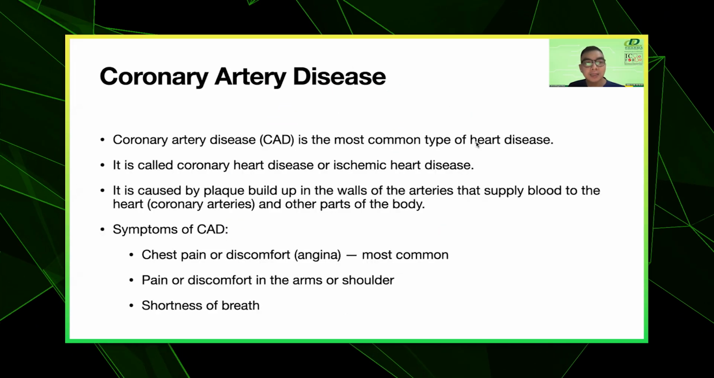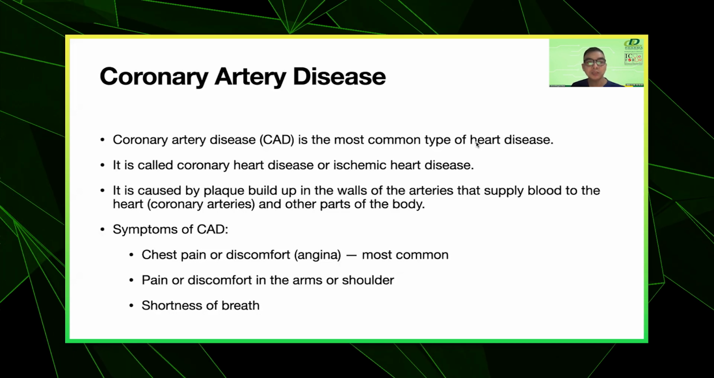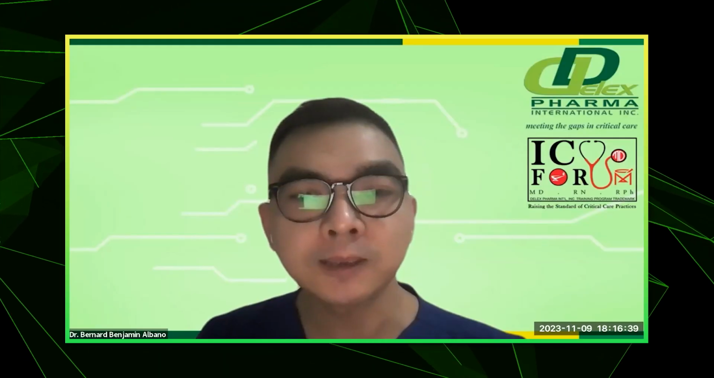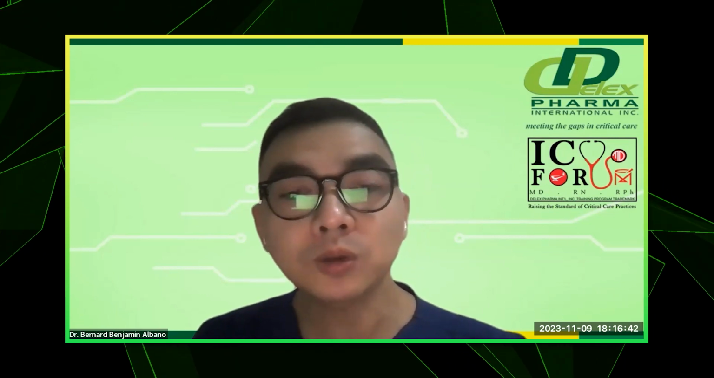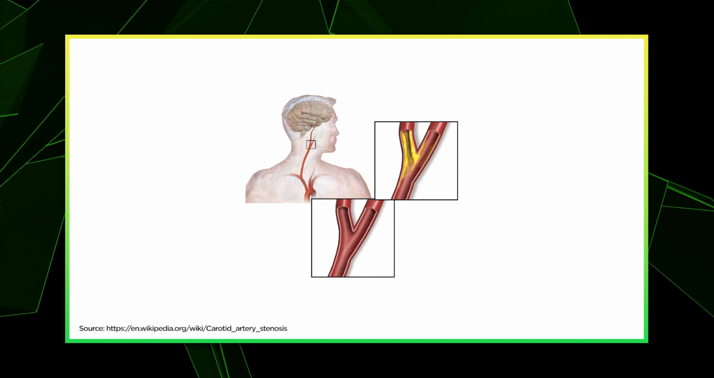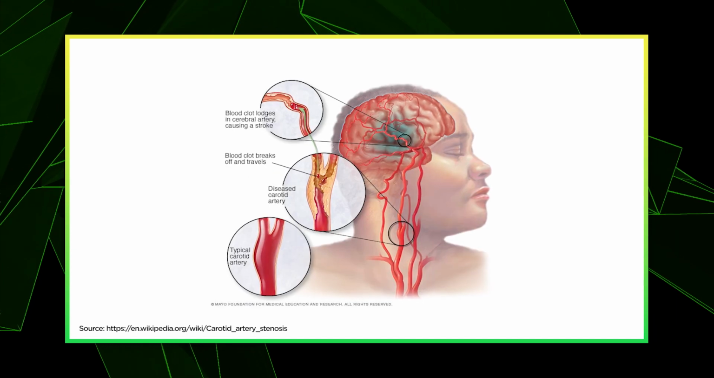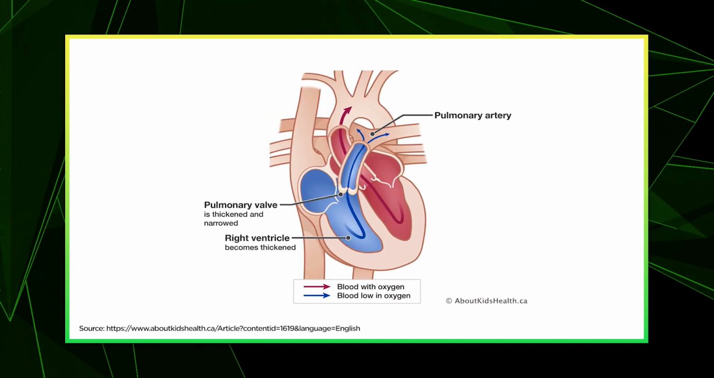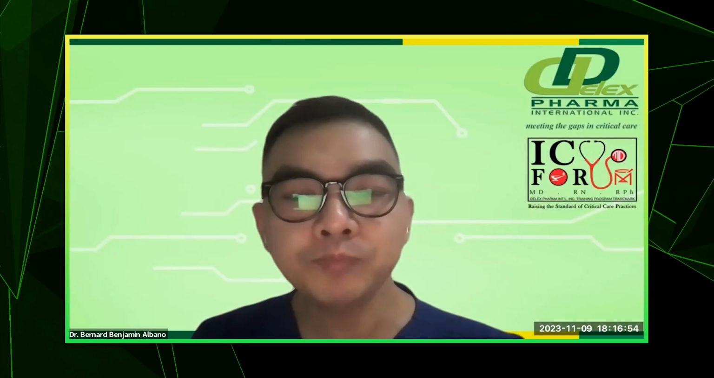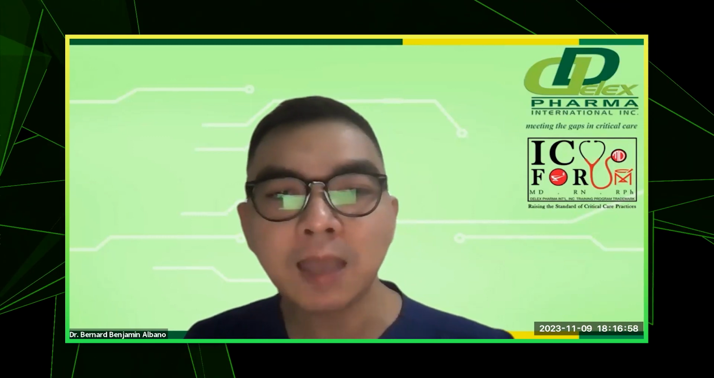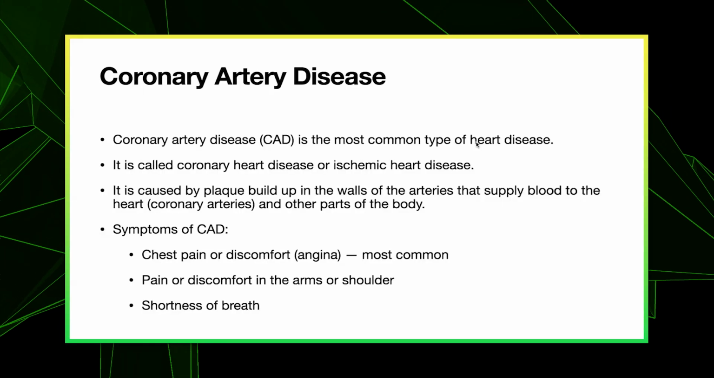And as mentioned, it is caused by plaque buildup in the walls of the arteries that supply blood vessels of the heart or the coronary arteries. Now, this plaque buildup can also happen in different parts of the body. For example, in the carotid arteries, in the arteries of the brain or the cerebrovascular arteries, and the peripheral arteries. So the same mechanism of plaque buildup or atherosclerosis can happen in any artery of the body.